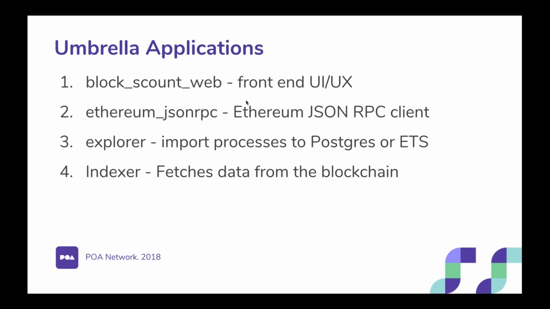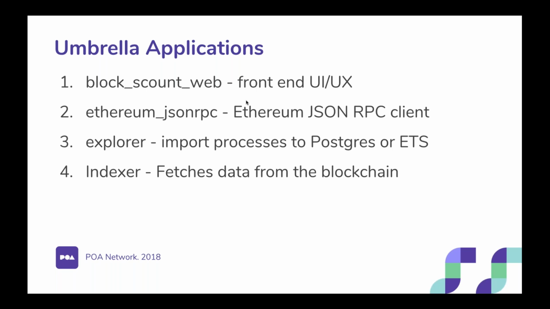So we have 4 umbrella apps within BlockScout. The first is BlockScout Web, which of course is our front end and UI. Then we have our Ethereum JSON RPC client, which fetches and receives all the data from the blockchain. This was custom built. Next, we have the Explorer, which handles all the business logic and services of BlockScout. And finally, we have the indexer, which organizes all the information, which it sends to the Ethereum JSON RPC client.